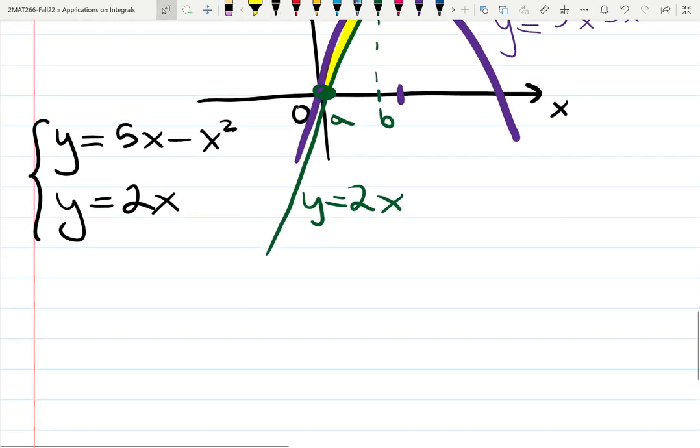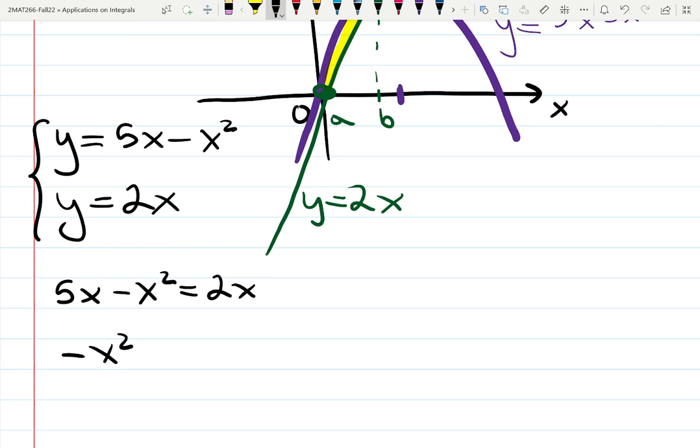But in general, if left-hand sides are equal, then right-hand sides are equal: 5x minus x squared equals 2x. Makes sense? y equals and y equals, so make right-hand sides equal to each other. Recommendation: move everything to the left-hand side. It's going to be minus x squared, 5x minus 2x is 3x, equals 0.